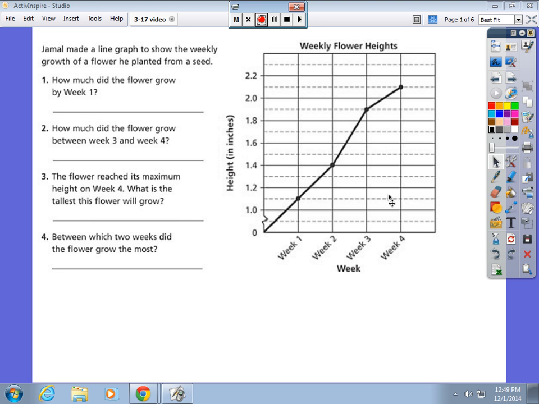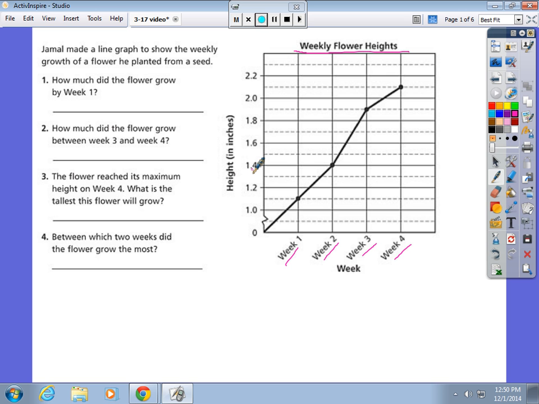So, doing great. Starting on page 79, we have weekly flower heights. Remember, the first thing I always do is I always read the title. That way I know what we're talking about. So we're talking about flower growth over the week. So we have week 1, 2, 3, 4, and then inches. Notice our inches are now in decimals because it's not growing that rapidly. It's only going to grow tenths of an inch. So Jamal made a line graph to show the weekly growth of a flower he planted from a seed.